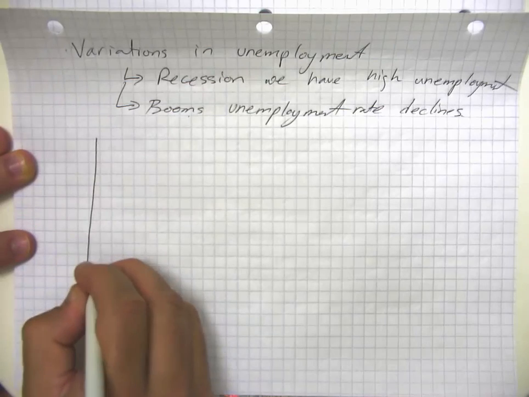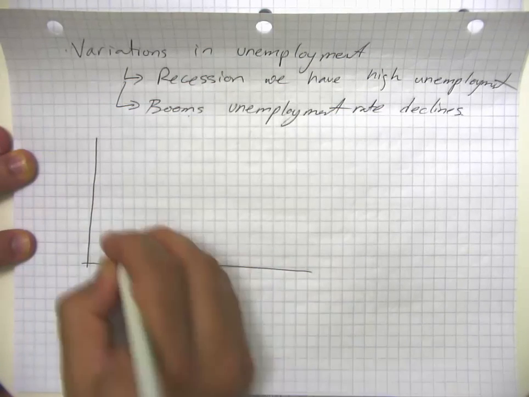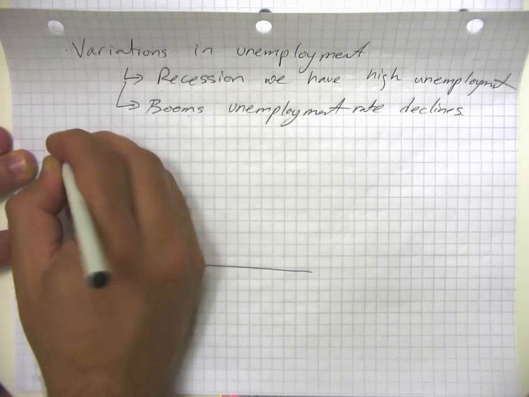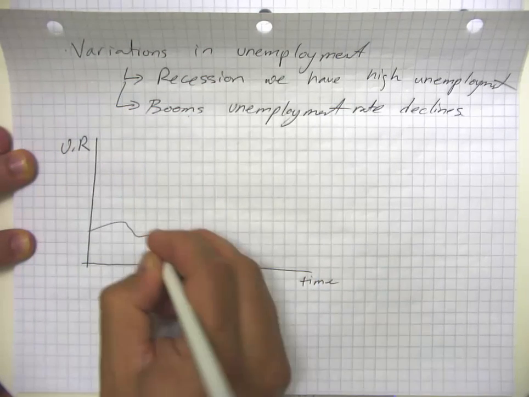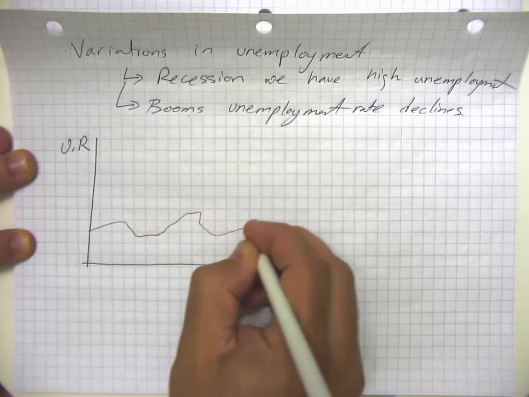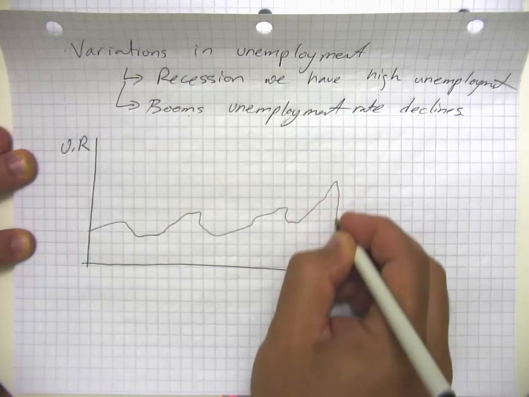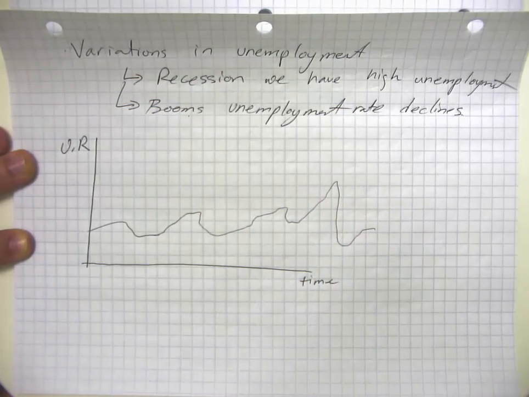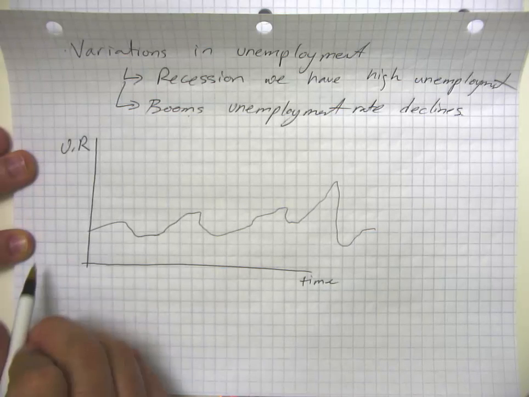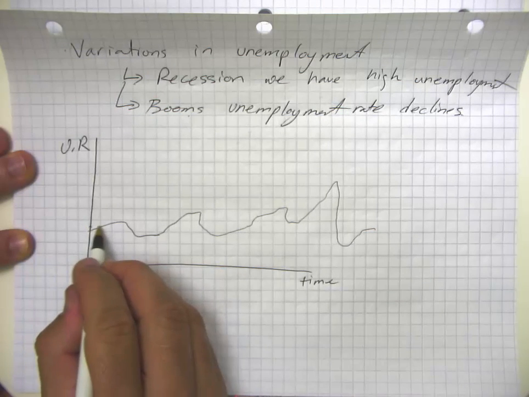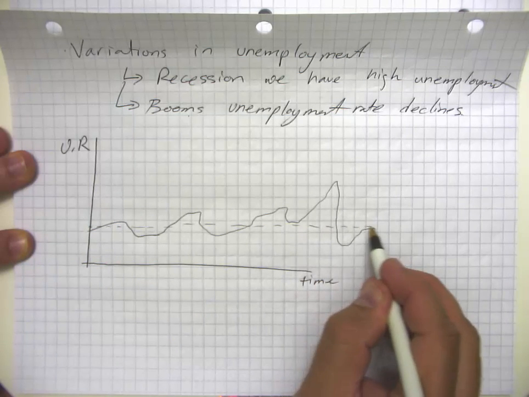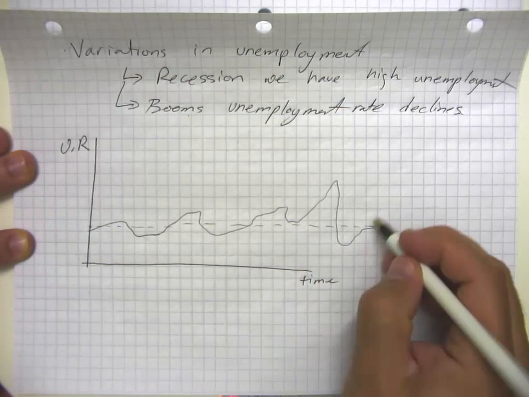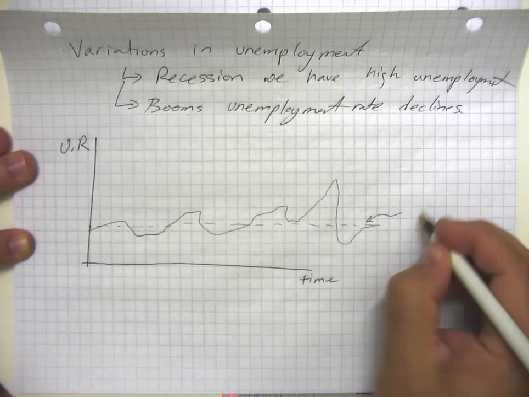What we would typically see then is that over time the unemployment rate, so here's going to be our unemployment rate on this axis, this is time on this axis, it sort of goes up and down and up and down and up, and maybe it goes down, and so on and so forth. And you can see that it looks kind of like the unemployment rate is fluctuating around some long-run value.